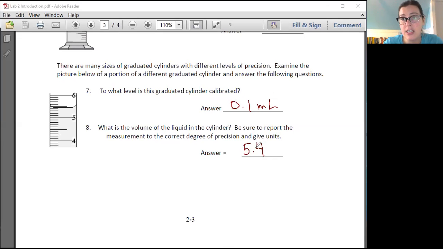This next digit, the last digit, is the one that we are going to estimate, and it may be different between you and me. I think it looks like it's about halfway, maybe a little more. So I'm going to say 5.46 milliliters. If you said 5.45 milliliters, that's fine too.